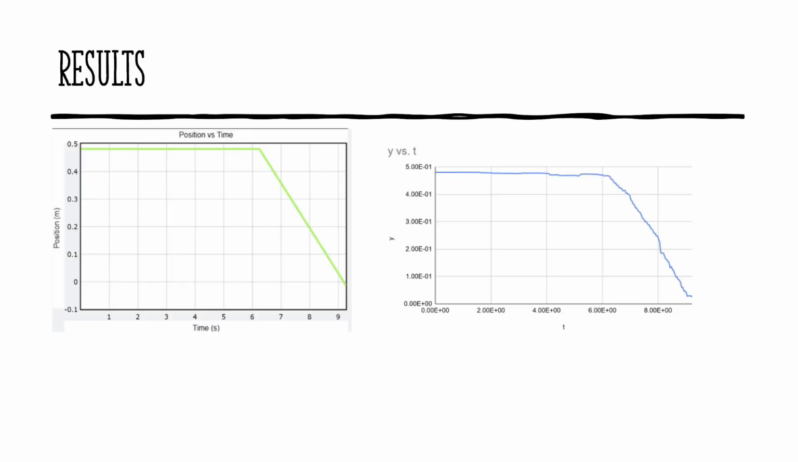The graph on the left is taken from GlowScript, and it is very linear. It doesn't have many discrepancies, and the one on the right was taken from the observed data. If we look, we can see that both models are moderately similar. There are some discrepancies, but overall we can say that the GlowScript predicted model is quite accurate.